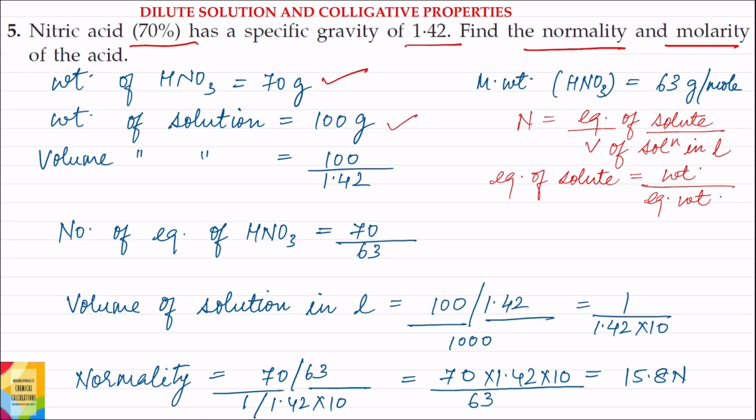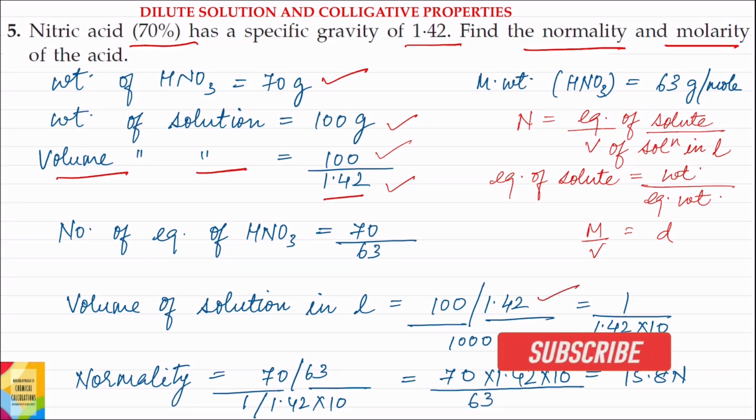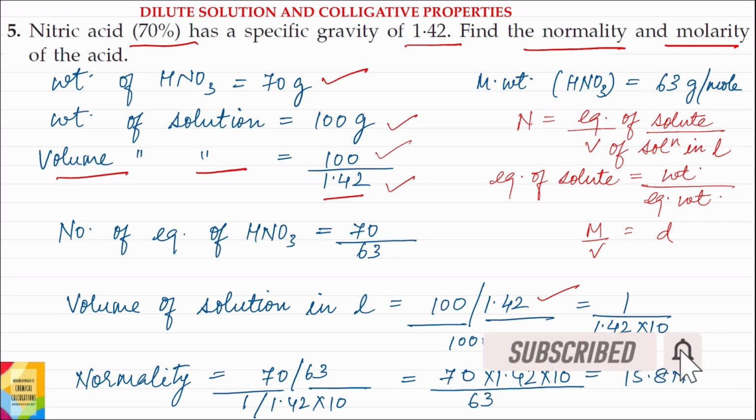Now weight of solution is known. How do we find the volume of solution? Mass by volume is equal to density. So volume will be equal to mass divided by density, which is equal to 100 divided by 1.42. So we know the volume of solution. Now we have to convert this volume into liters. So volume of solution in liters will be 100 by 1.42, and to convert it into liters we will divide it by 1000, and volume of solution becomes 1 divided by 1.42 into 10.